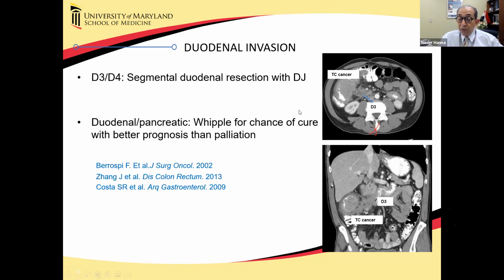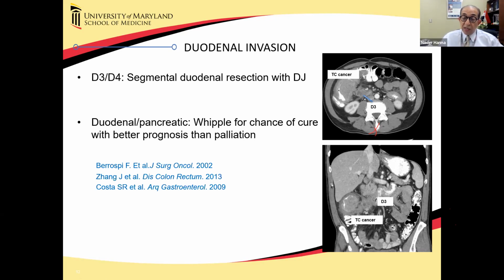How about if you do a Whipple procedure? By the way, this is the same case, but you're looking at an axial view, and you can see, again, tumor extending from the transverse colon tumor right into D3 as well. Can you do a Whipple procedure? Well, yes, you can. It does provide a chance of cure with better prognosis than doing just palliation, because if you leave the tumor behind, the natural history of the disease is quite short.